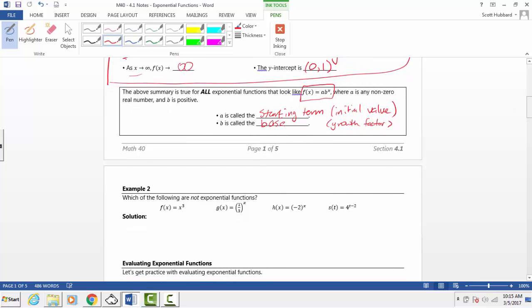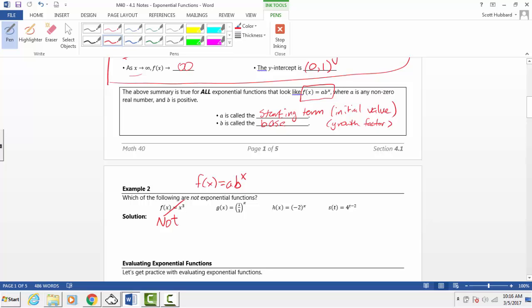So which of these are not exponential functions? Remember, an exponential function looks like this: a times b to the x. A is a real number, b is positive. So take a look at these, pause the video, and see if you can identify which are exponential functions or not. Okay, and we're back.